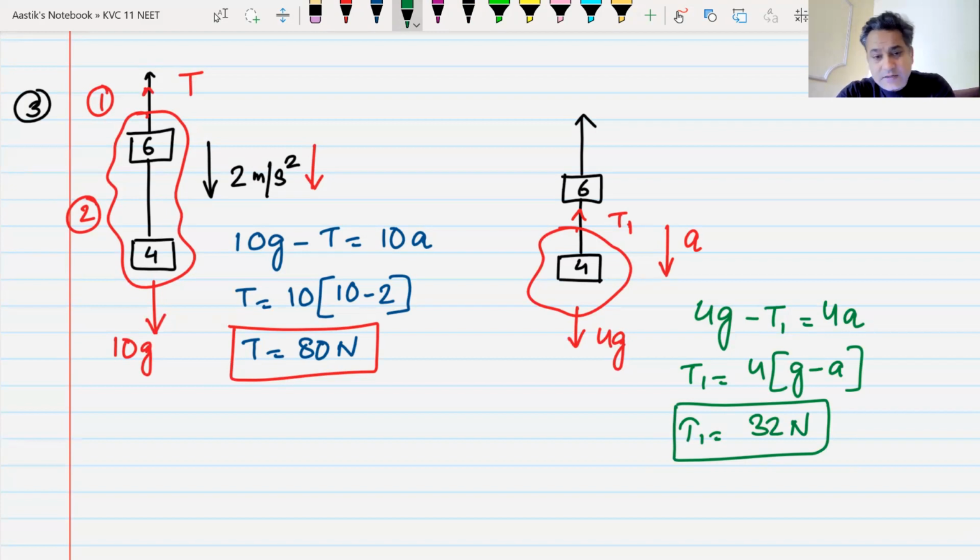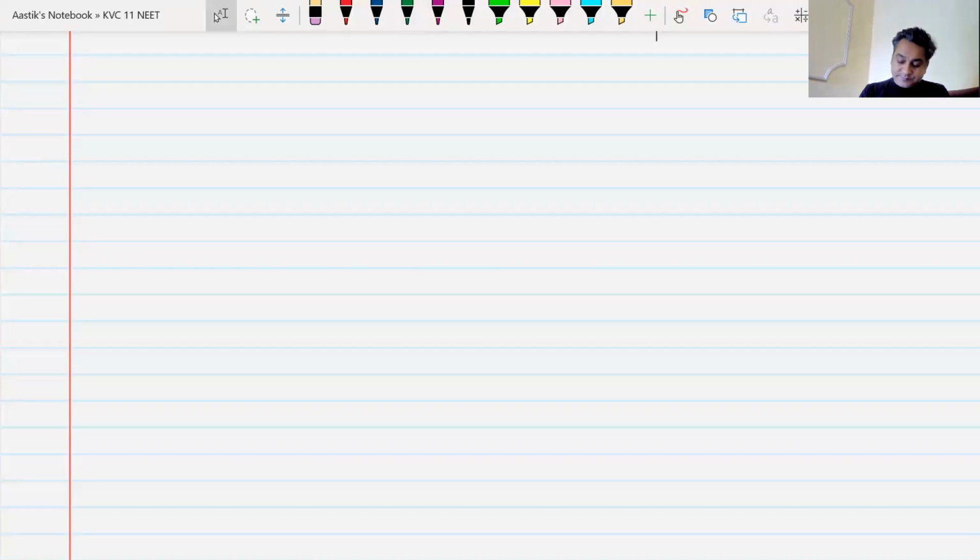Up till now, the blocks were attached to each other by strings. Now also, the blocks are going to be attached to each other by strings. But then something will come in between, and that something is known as a pulley. So the next category of problems that we are going to do is problems with pulley. So write the heading: pulley problems.